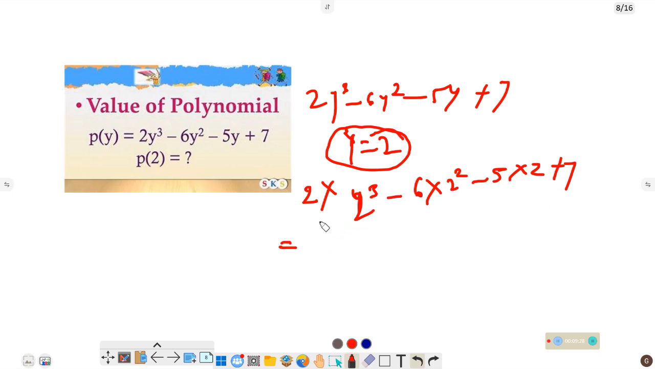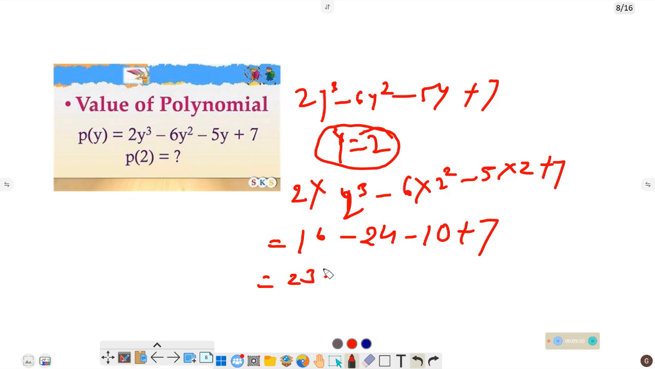2 to the power 3 is 8, 8 into 2 is 16, minus 2 to the power 2, that is 4, 4 into 6 is 24, 5 into 2 is 10, plus 7. Okay, 16 plus 7 is 23, and minus 24 and minus 10. So the final answer is minus 11. Okay, this is the value of the polynomial.